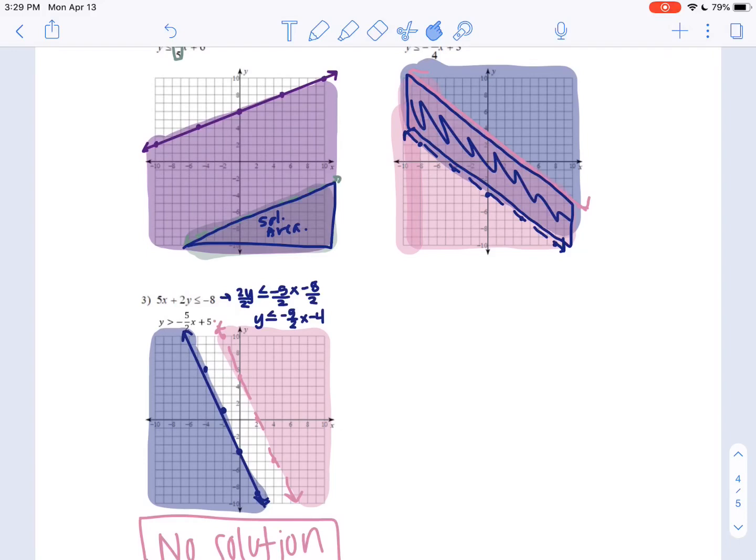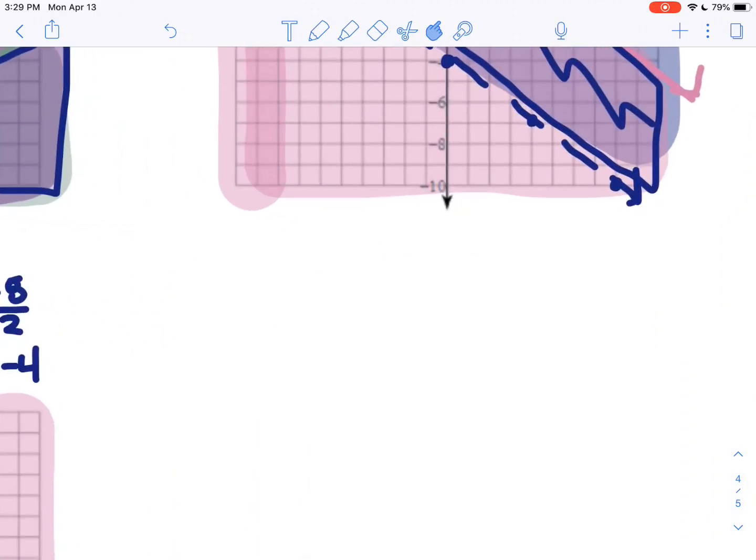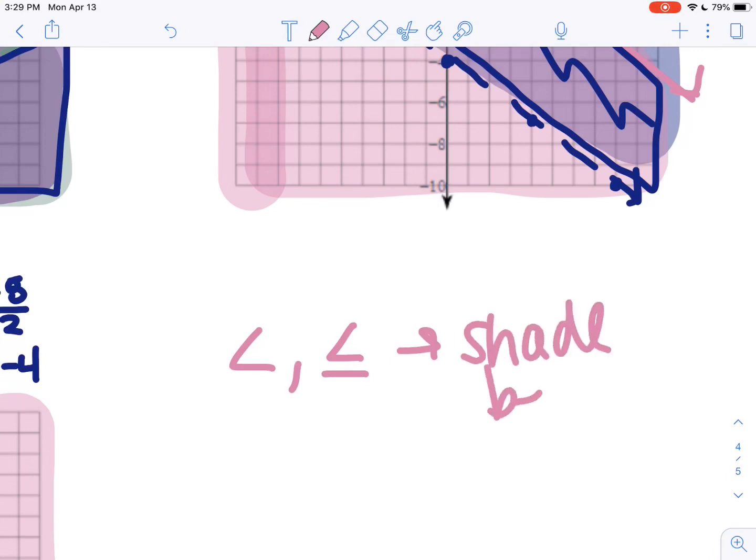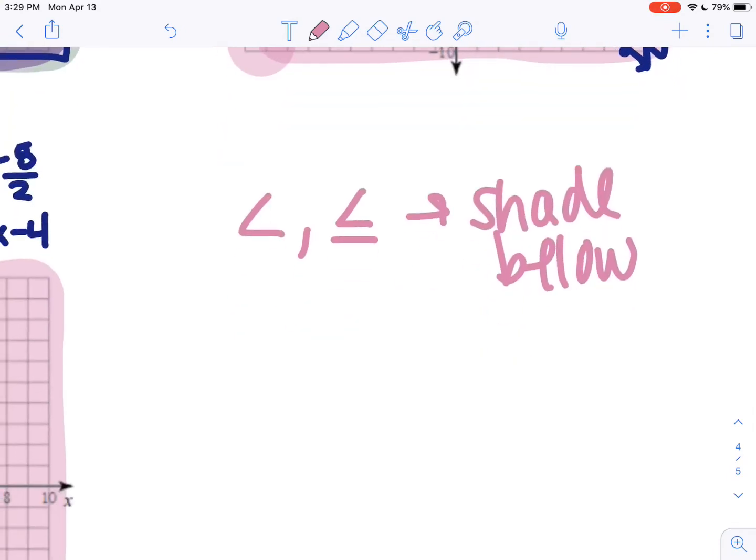Now, when you're just graphing regular inequalities, if you don't want to use the test point and you like just shading above or below, depending on the sign, you can totally do that, or you could practice using the test point. It's totally up to you. Let me just refresh your memory about that. So less than or equal to, you shade below the line. And then greater than or greater than or equal to, you shade above.